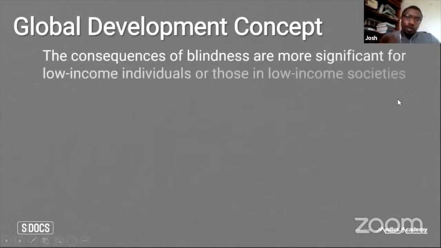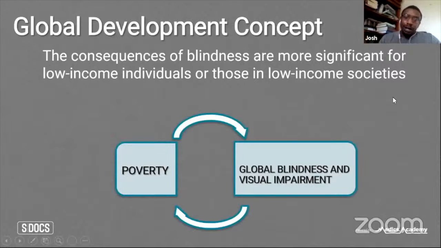And another interesting concept in global health ophthalmology is how it relates to global development. It's intrinsically linked. It goes beyond medicine. The consequences of blindness are already more significant for low-income individuals or those in low-income societies. So the effects that we talked about before are going to hit them harder. And also, global blindness and visual impairment can cause poverty. Again, linked to some of those other effects of blindness that we looked at.